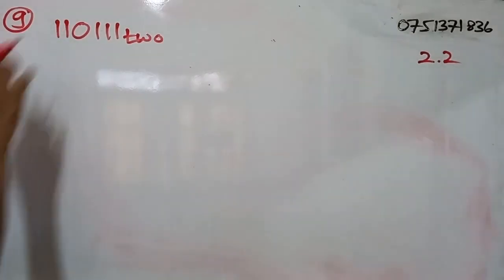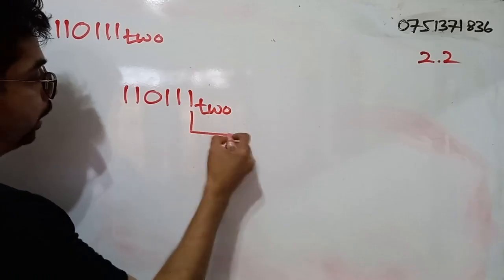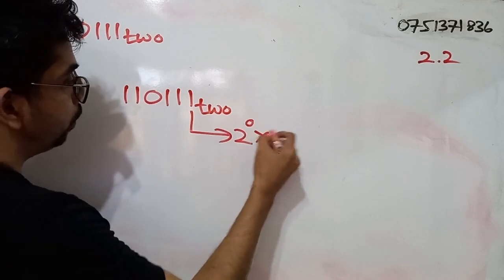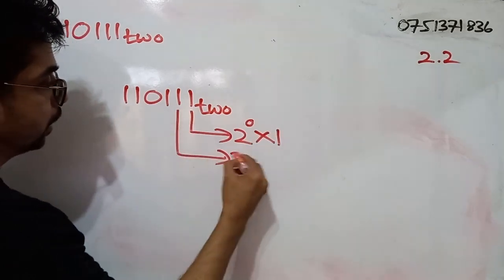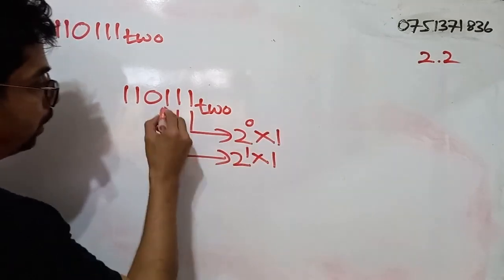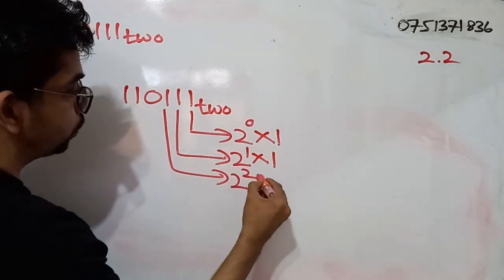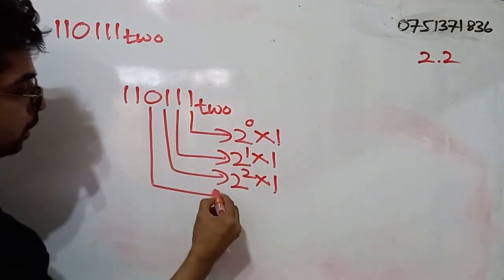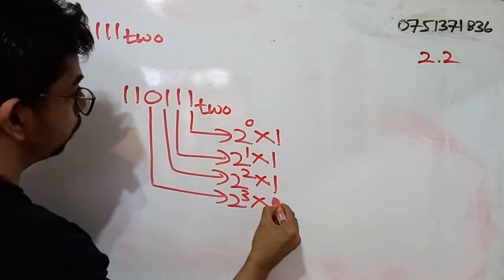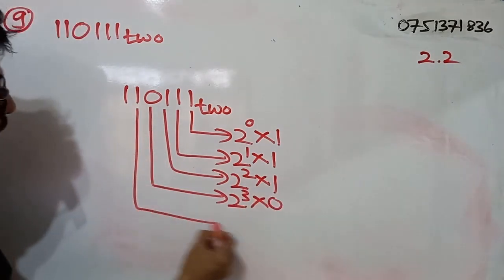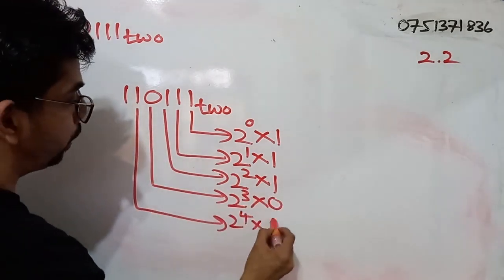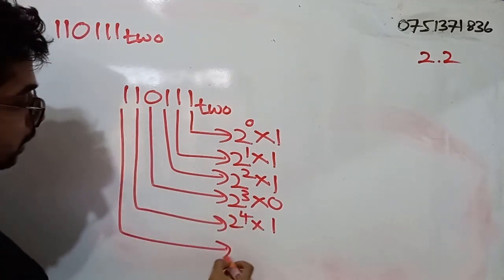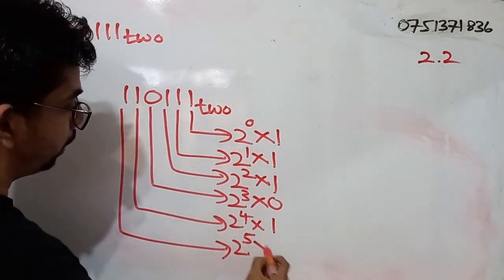Right, G. So we have been given this number. Okay. So 2 to the power 0 into 1. This is 2 to the power 1 into 1. This is 2 to the power 2 into 1. This is 2 to the power 3 into 0. This is 2 to the power 4 into 1. And this will be 2 to the power 5 into 1.